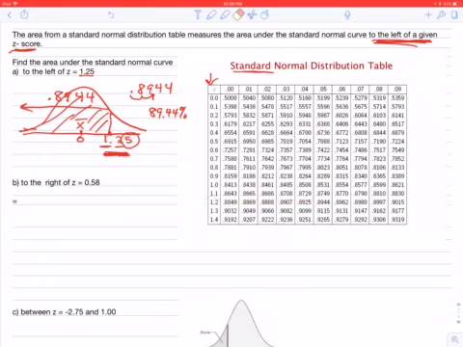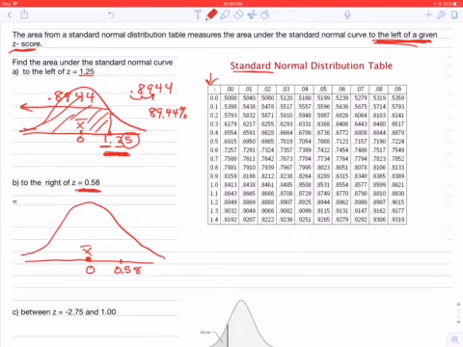So if we wanted to find the area under the standard normal curve to the right of z equals 0.58, well, let's draw my curve. Right in the middle, that's our mean, and that has a z-score of 0. So 0.58 is positive, so it goes to the right. And what I want is the area to the right of that. But my table only gives the area to the left. I'll take it. That's all I can get. So I'll look it up.